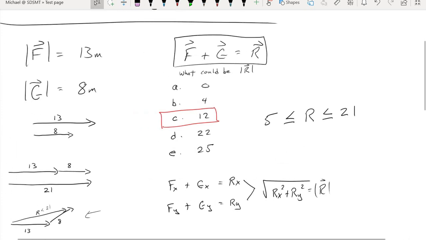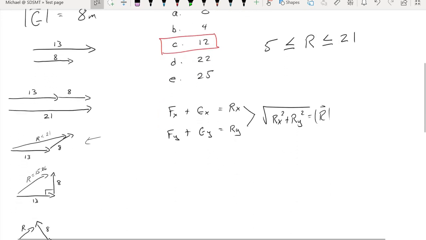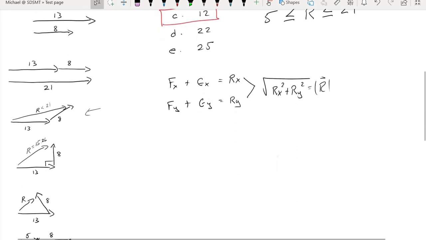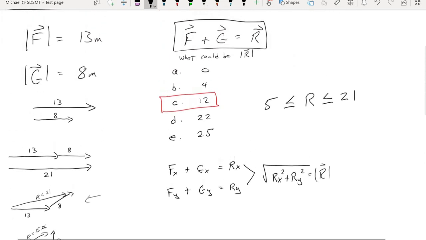Now, how do I arrange these two vectors in such a way that I'm going to get a resultant of 12 meters? Well, I don't know what the exact angle relationship is going to be, but it's probably something like this combination right here. And again, for something like this, we would probably have to use something like law of cosines or law of sines to figure out exactly what the angle relationship would be, but it is a possible combination.